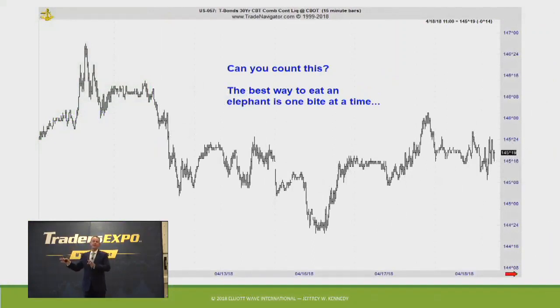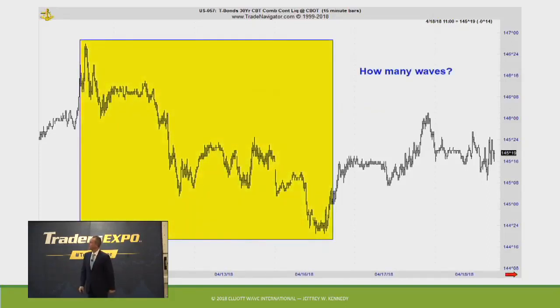The best way to eat an elephant is one bite at a time. Okay? So you section it. You focus on what you do recognize. And maybe that will give you a hint or lead you into an answer on the rest of the chart. For example, let's start at the high and work down. What do we have? Top to bottom. What does that look like? What do we got? 5. Okay?